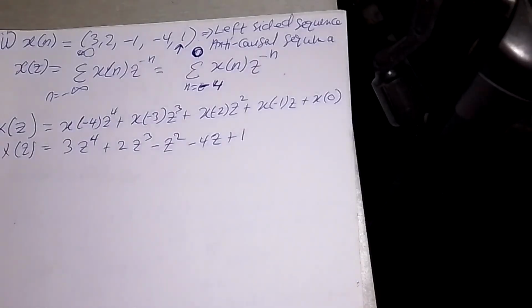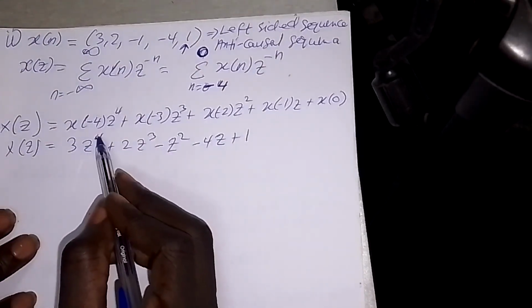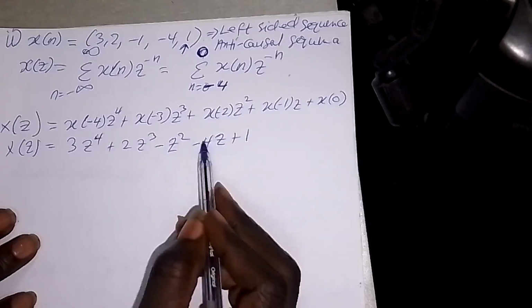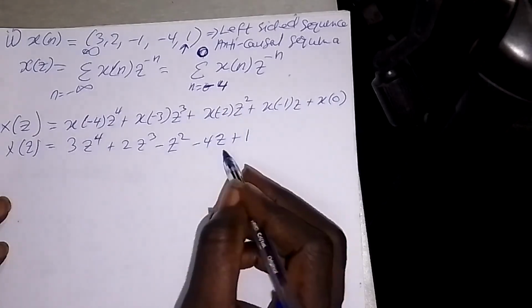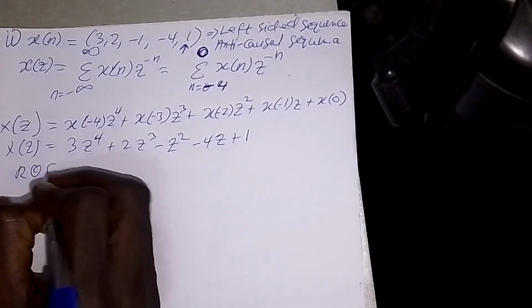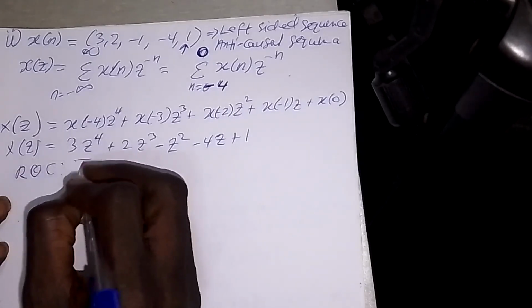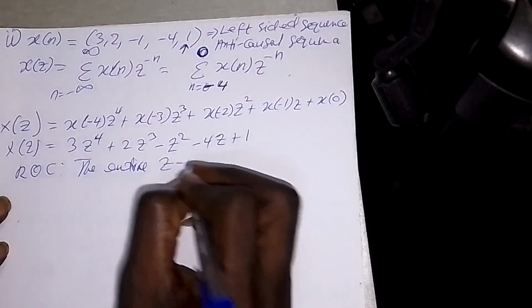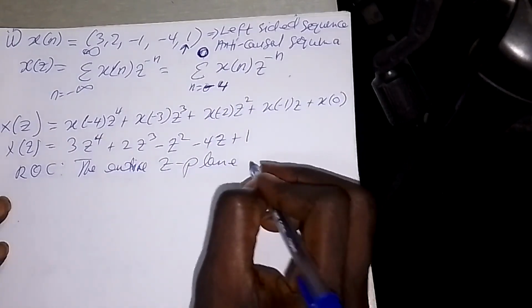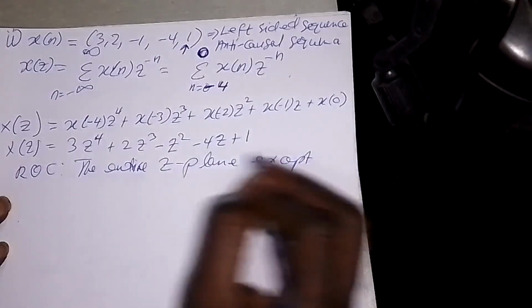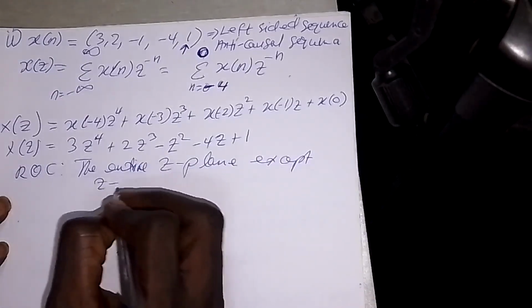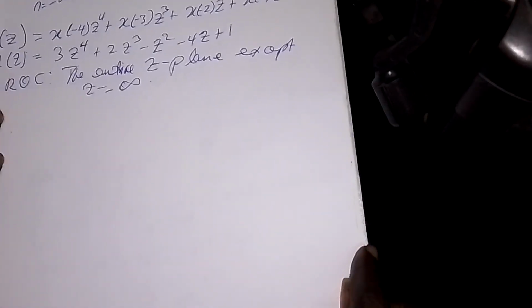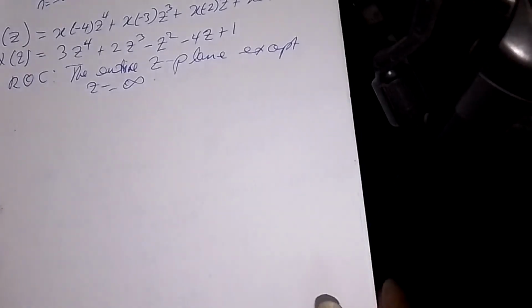So now, if you check here, if I put z exponent infinity, it goes to infinity. So this is my z transform, all right. But my ROC now becomes the entire z plane, except z equals infinity. Okay. All right. So now let's go to our next question.